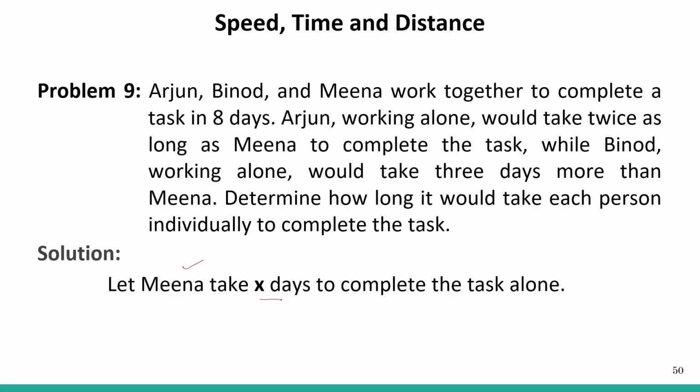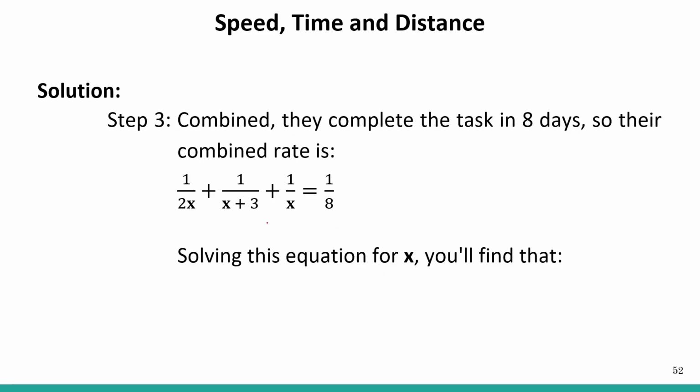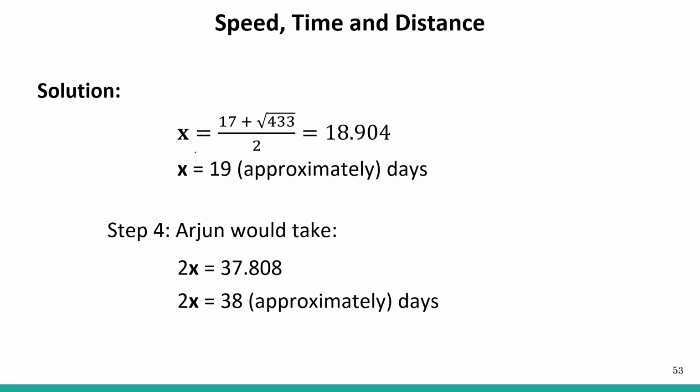So Meena takes x days to complete the task alone. So from the problem, Arjun would take 2x days and Vinod would take x plus 3 days. So their individual work rates are 1 by 2x, 1 by x plus 3, and Meena's rate is 1 by x. So 1 by 2x plus 1 by x plus 3 plus 1 by x is equal to what? 1 by 8. So solving this equation for x, you will find that x is equal to (17 plus root 433) by 2, which is 18.904. So x is equal to 19 will be the approximate days that it will take.